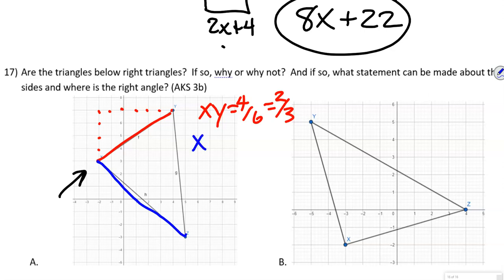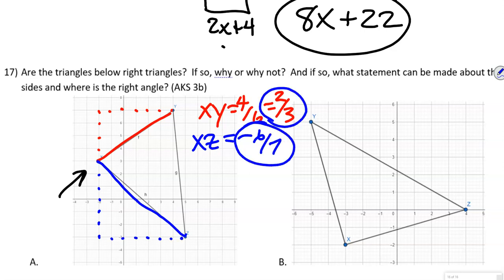So XZ, let's see what its slope is. Well, first of all, we know it's negative, right? We're going to go down 1, 2, 3, 4, 5, 6, and over 1, 2, 3, 4, 5, 6, 7. Look at those. One is positive, one's negative, so we're good for that, but they are definitely not reciprocals of each other. We did not flip 2/3 to get 6/7, did we? No. Okay, so the answer here is no. They're definitely not right triangles.